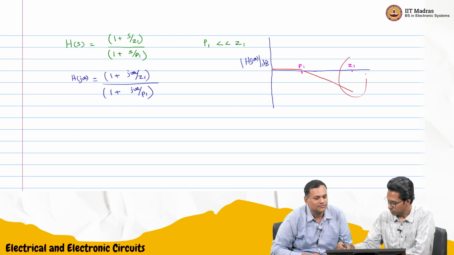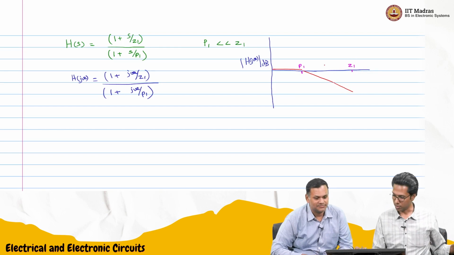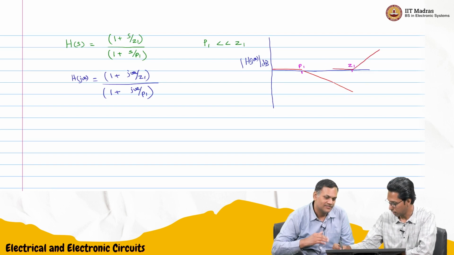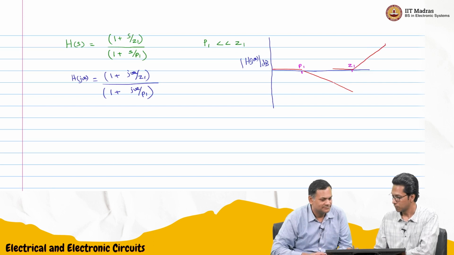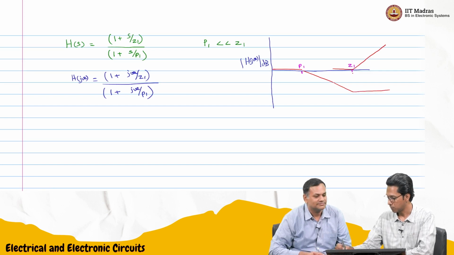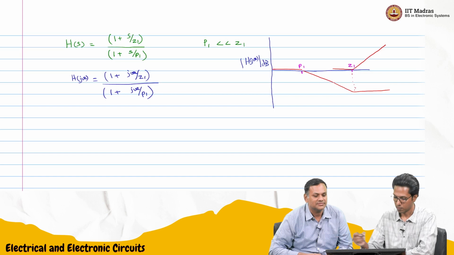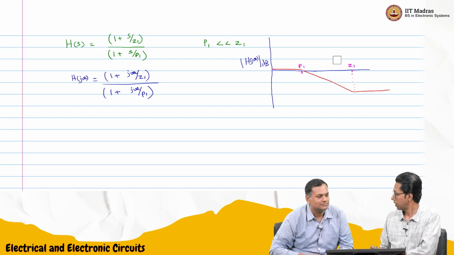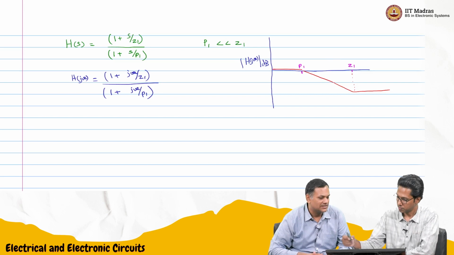But here comes the effect of Z1. If it was Z1 alone, we would have drawn 0 till here and then plus 20 dB per decade. Now, since both are there, the summation will become a flat line from here. So, H of j omega in dB will be something like this.